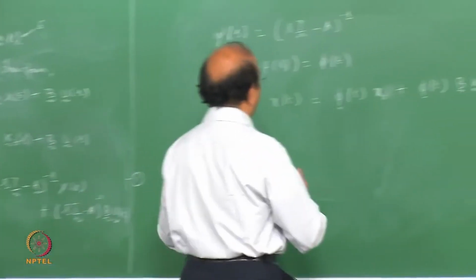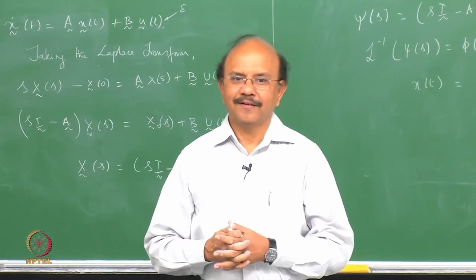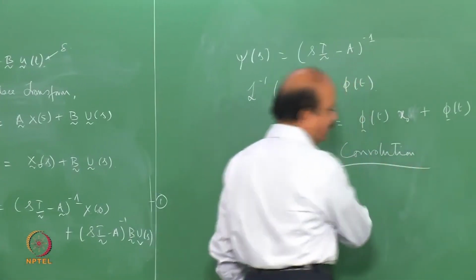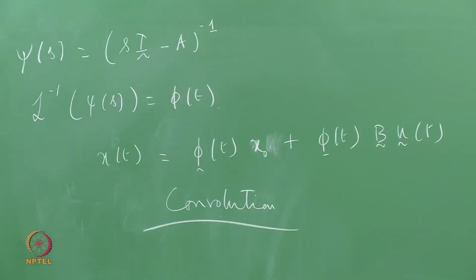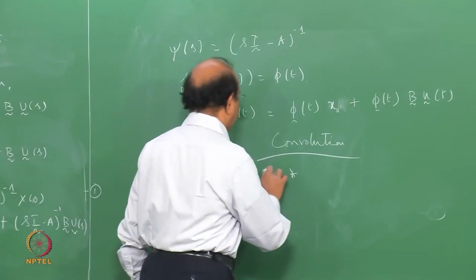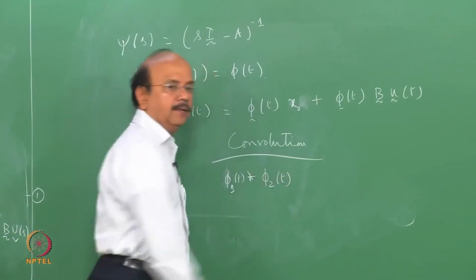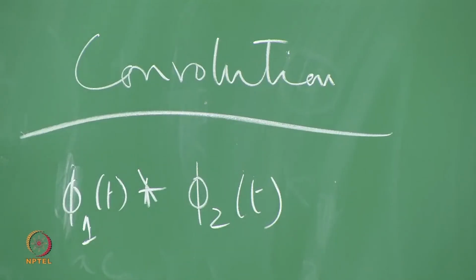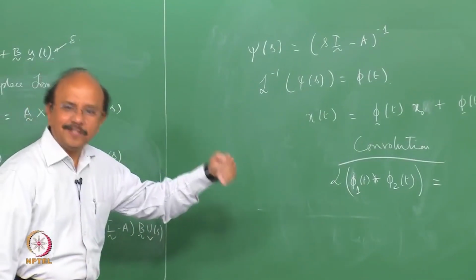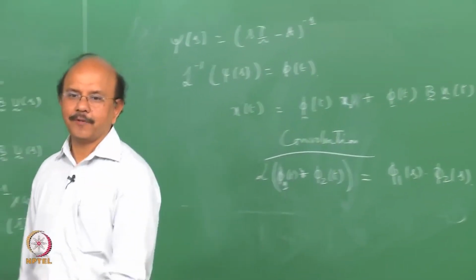What is the Laplace transform of multiplication? You would have heard about this term. Convolution. Yes. You would have seen in your earlier classes that convolution is given by a star. So if I say phi 1 of t convolution phi 2 of t, the Laplace transform of the convolution term, in the Laplace domain, the convolution becomes a multiplication. So that would become phi 1 of s into phi 2 of s. So what is this term now?